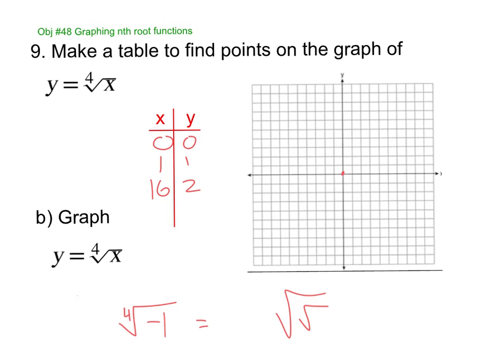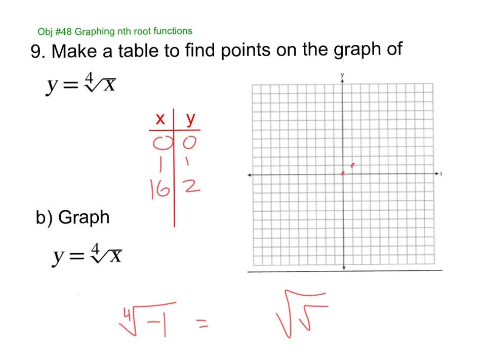So 0, 1. Now, one thing I do like to do with the 4th root, or something like this, is just find it. I will find that my brain is not working. It's Sunday.